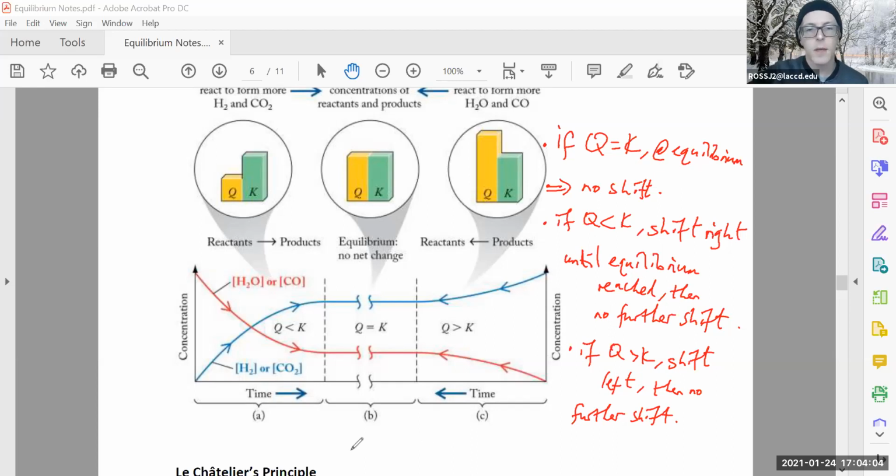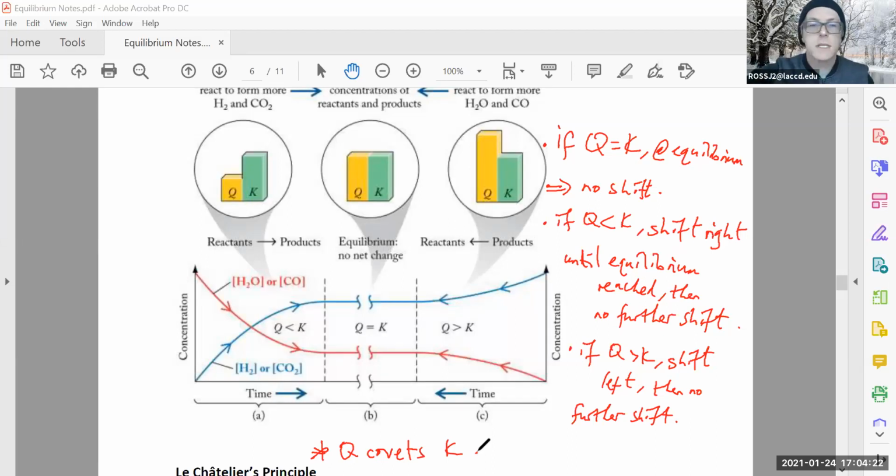Okay. So Q covets K. Q wants to be K. Q is essentially what happens when equilibrium is trying to establish itself.